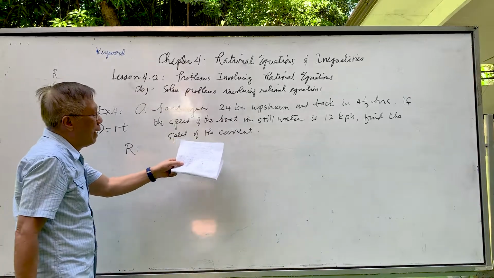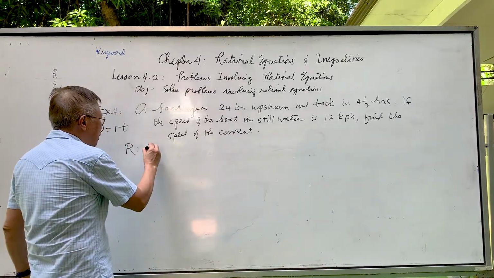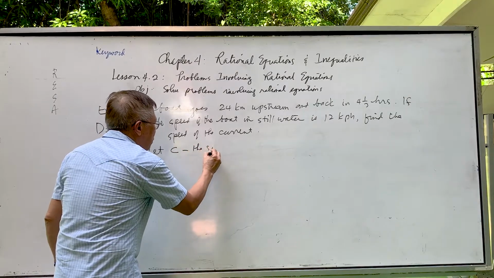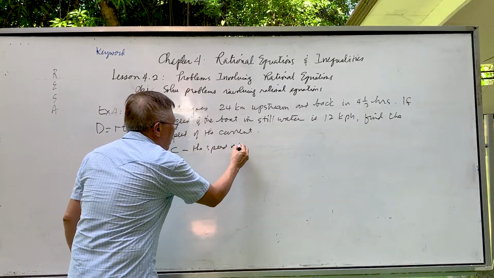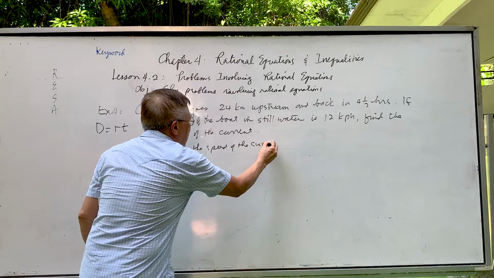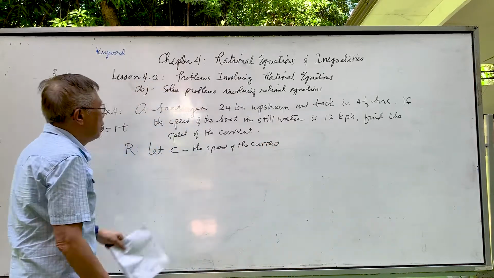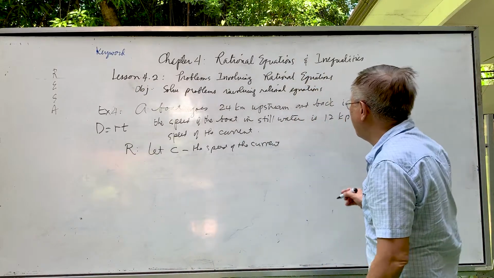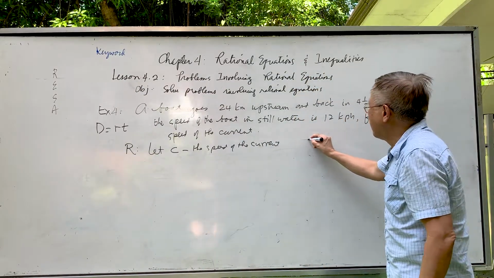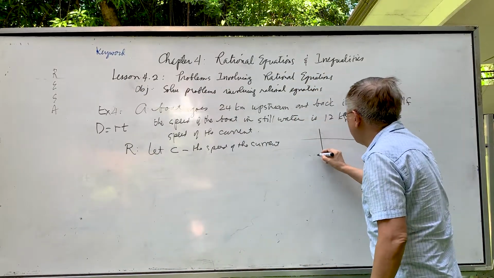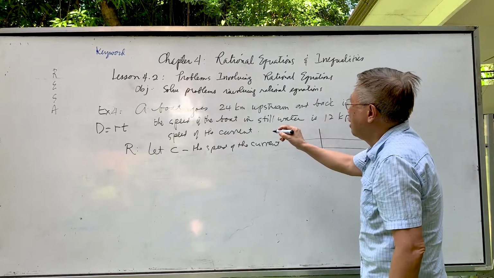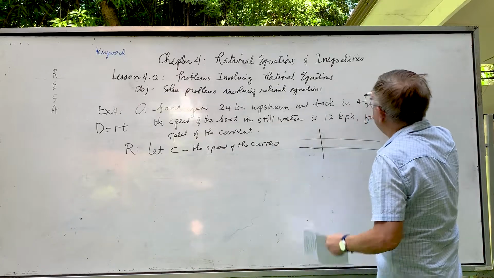We are being asked what's the speed of the current. So let's say, let C be the speed of the current. Okay, what are we interested in here? I always make it a point to make a table of the information if I have this type of problem. So, the boat goes upstream.